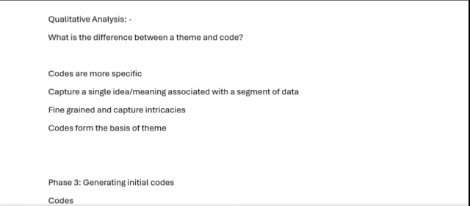Braun, V. and Clark, V., 2013. Successful Qualitative Research, A Practical Guide for Beginners. Chapter 3. Literature Searching. 3. Ethics in Qualitative Research. Braun, V. and Clark, V., 2013. Successful Qualitative Research, A Practical Guide for Beginners. Chapter 3. Writing a Literature Review. 4. Interviewing and Focus Groups.